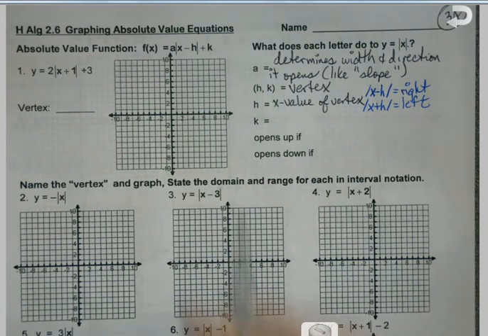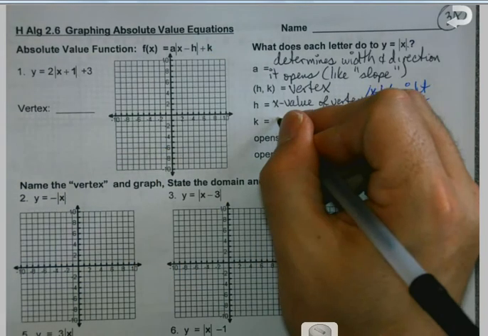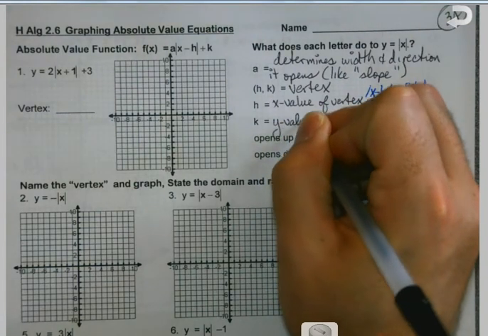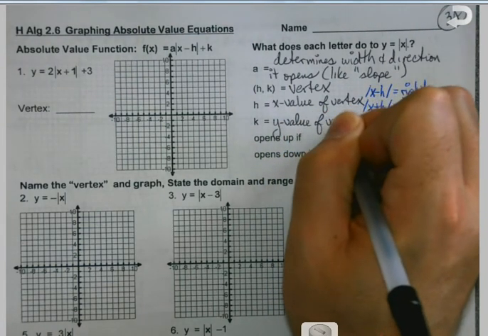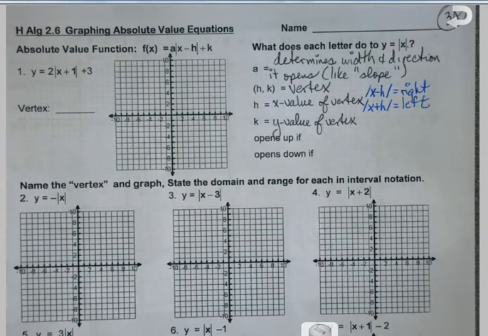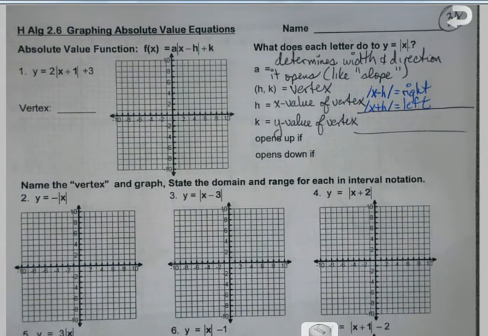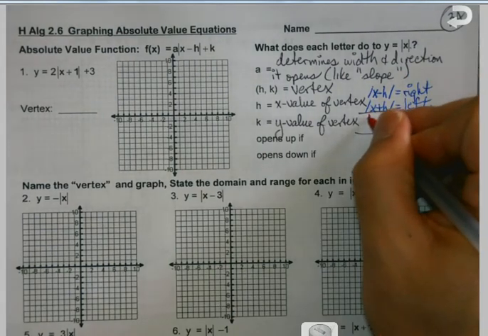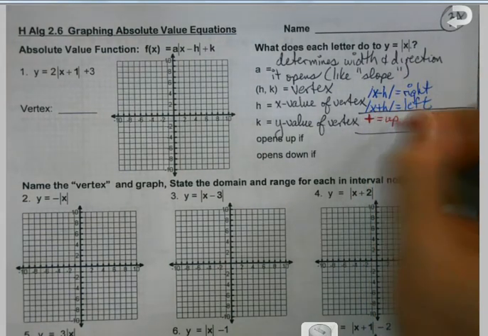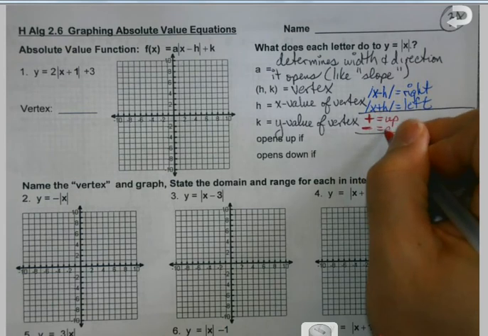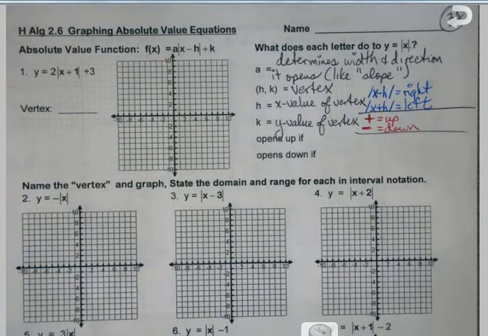Now, the k part, which you'll notice is outside, is the y value of the vertex. With this one, if it's a positive number, we're going to shift up. And if it's a negative number, we're going to shift our graph down. And those are the two things that we're going to talk about a lot with the H and K. So knowing those is really important.